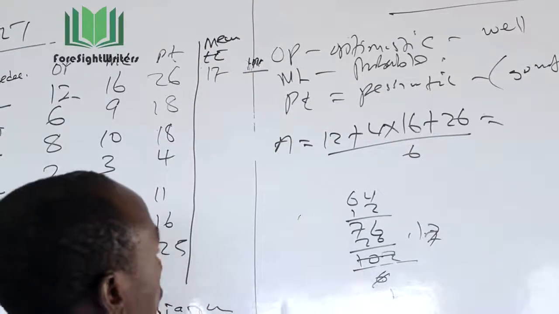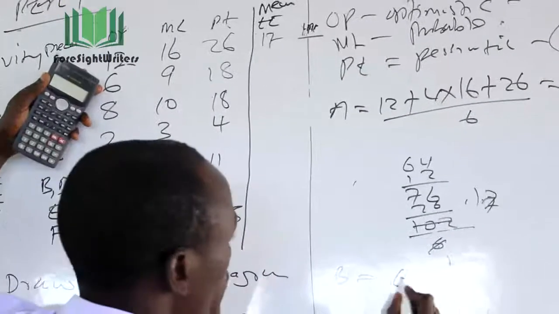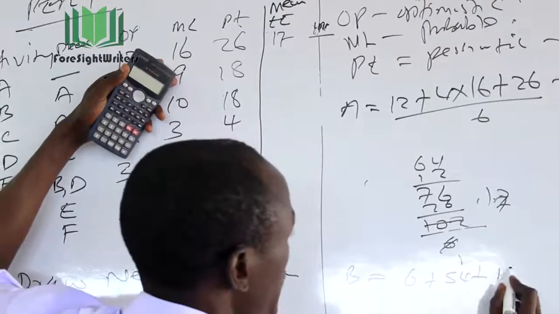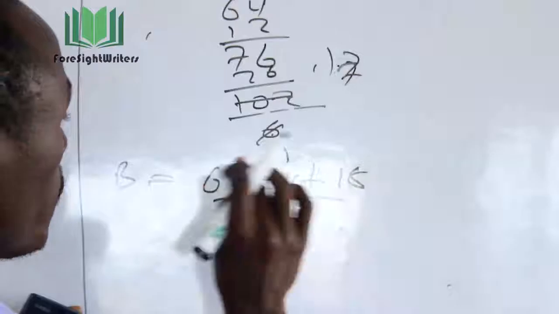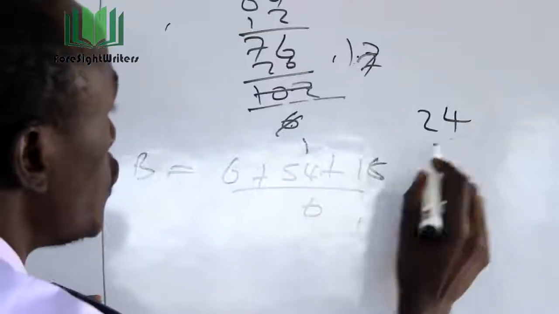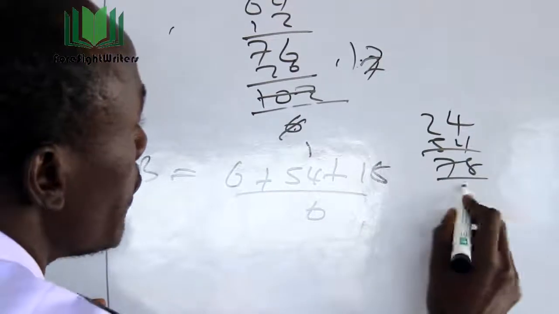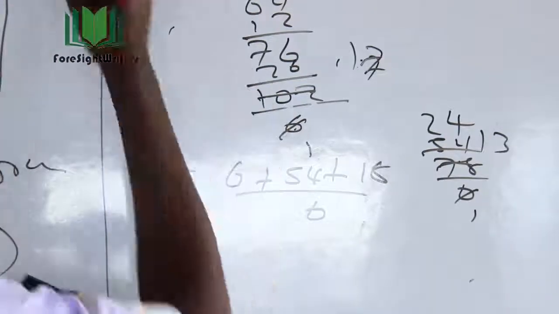Activity B, using that formula, is equal to 6 plus 4 times 9, which is 36, plus 18, divided by 6. So we add this: 6 plus 36 is 42, plus 18 we get 60, divided by 6, which is 10. So activity B is 10.